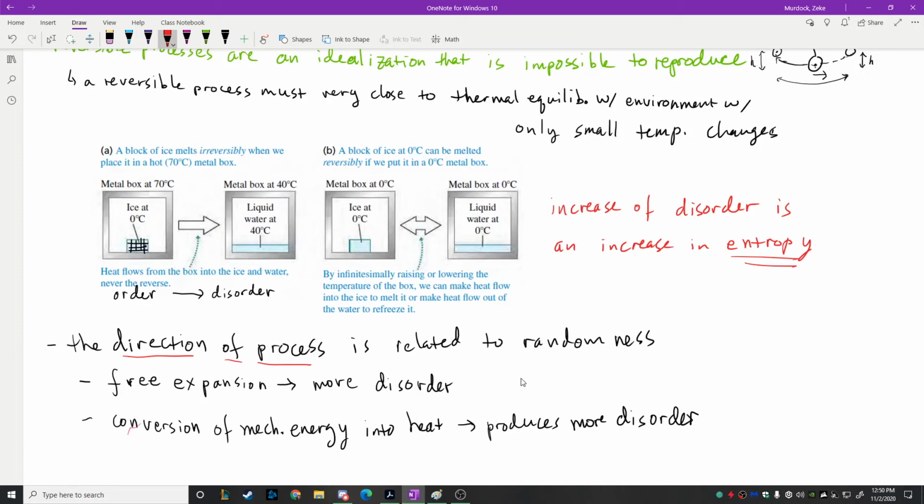Why is the conversion of mechanical energy into heat, why does that produce more disorder? Let's just look at the simplest possible example. I've got a box on a surface, the surface has friction, okay, and the box starts off moving in this direction with some velocity, and there's friction down here on the bottom. As a result, this box eventually comes to rest, right? So it moves to a point where it has a velocity equal to 0. And as the box slows down due to friction, how does that produce more disorder?